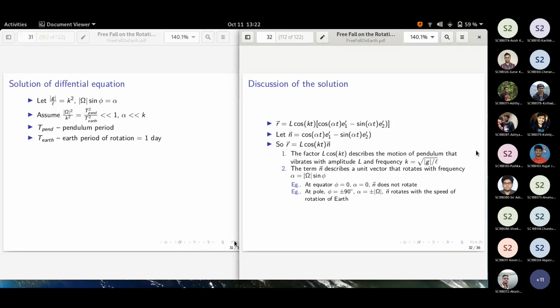I will show you some videos also after this. At the poles, you will notice that phi is plus or minus 90 degrees, so alpha is plus or minus 1. N rotates with the speed of the Earth itself. Then in one day, the N does a complete rotation.